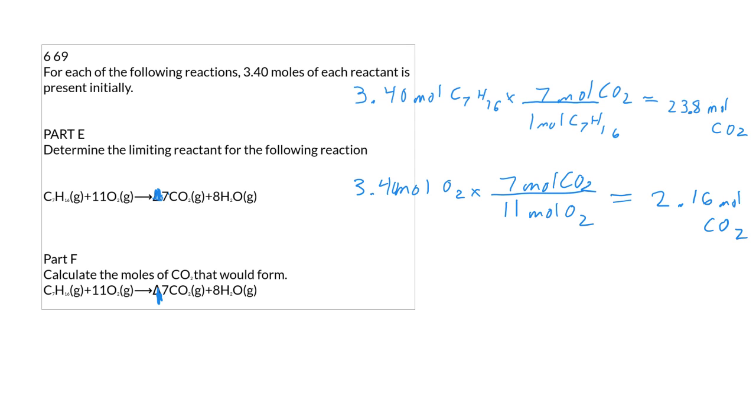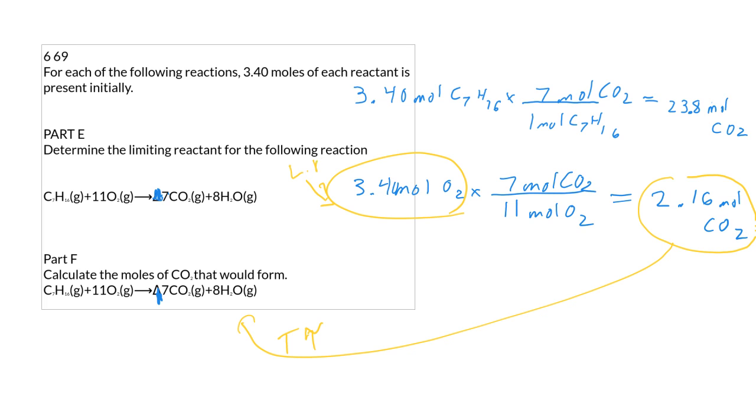So I have enough wheels to make 23 cars. I have enough doors to make 2 cars. So I can only make 2 cars. So that is my theoretical yield. What produced that? What limited my production? My amount of oxygen. So my oxygen is my limiting reagent.